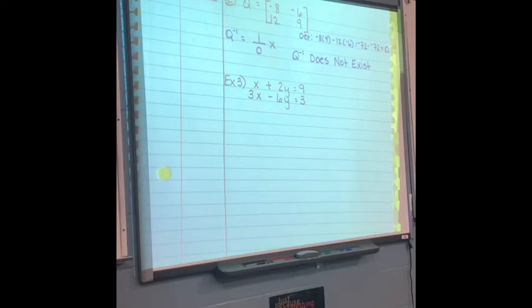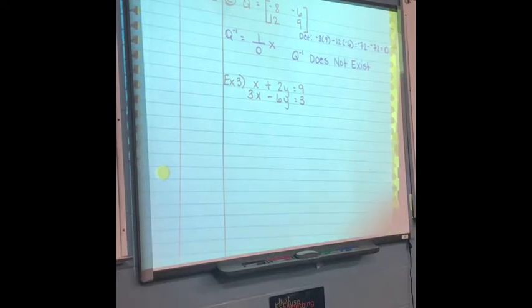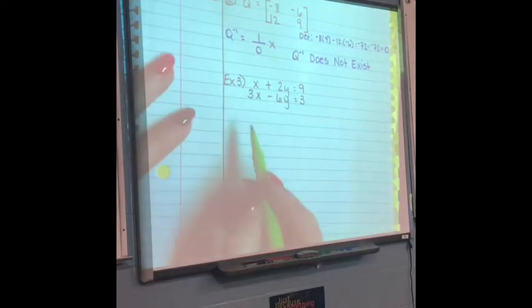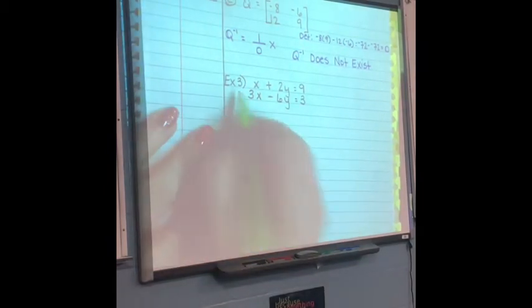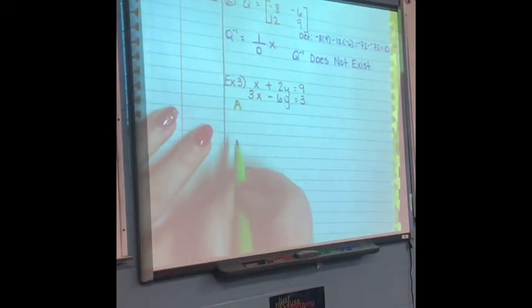So now we're at the point we've all been waiting for. We get to solve the system of equations using this inverse stuff. Okay? All right, so looking at this first, I'm going to create 3 matrices. Starting with the coefficient matrix. What would be my coefficient matrix here?